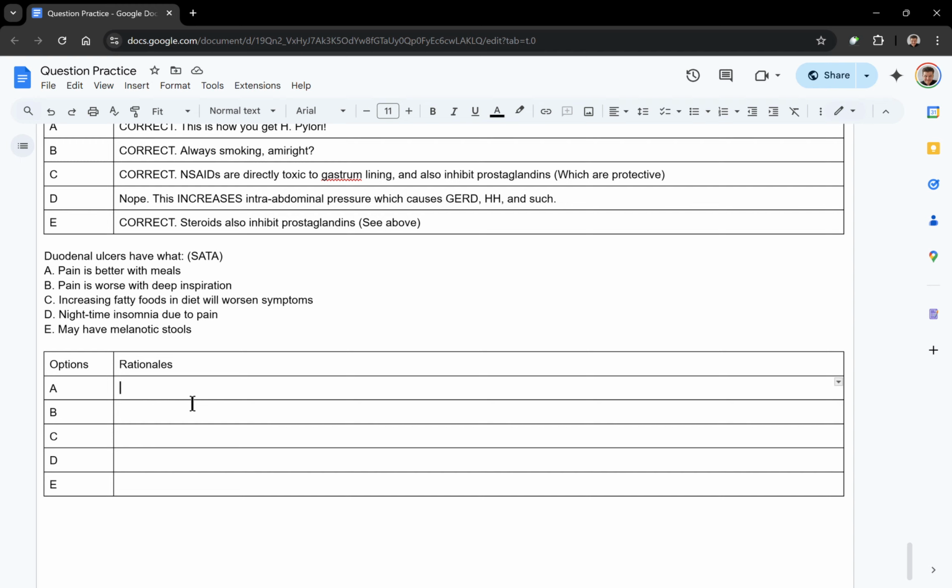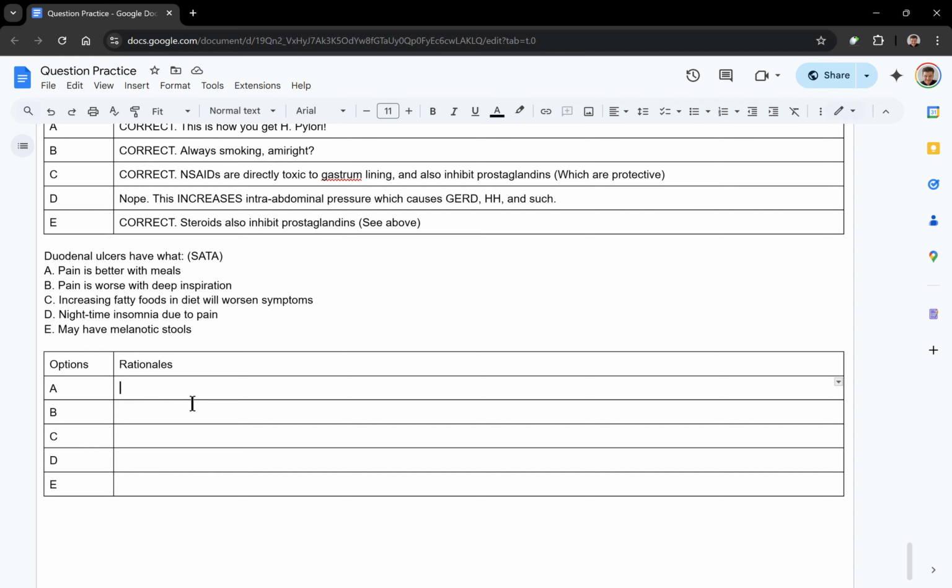Good. So you have to figure out what side of the fence we're talking about, right? Is the pain worse with eating? That's going to be gastric ulcers. Is it improved with eating? That's going to be duodenal ulcers, right? So pain is better with meals, right? That means the stomach's no longer squirting out GI contents into the duodenum, right? Now it's going to focus on digesting itself, right?